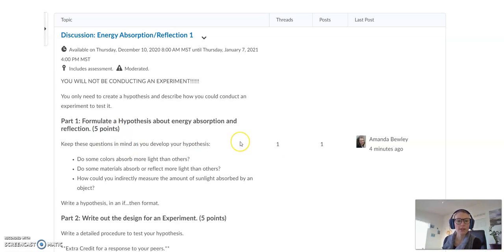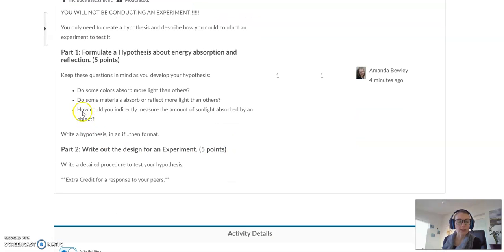So for part 1, you're writing out a hypothesis about energy absorption and reflection. Use the information from our course content. Use what we've talked about in class on energy absorption and reflection. So these are some questions to get you thinking about making a hypothesis. Do some colors absorb more light than others? Do materials absorb or reflect more light than others? How could you indirectly measure the amount of sunlight absorbed by an object?